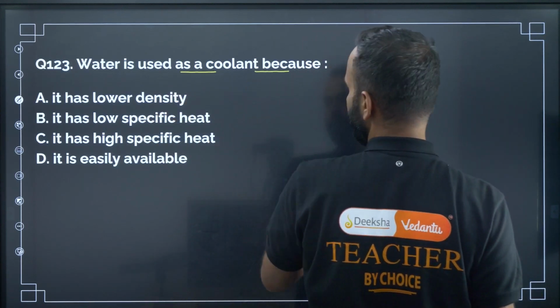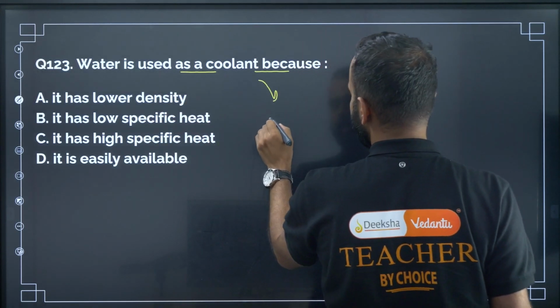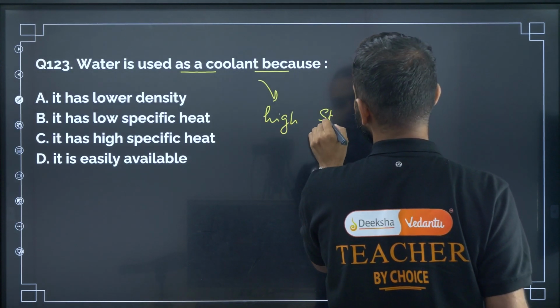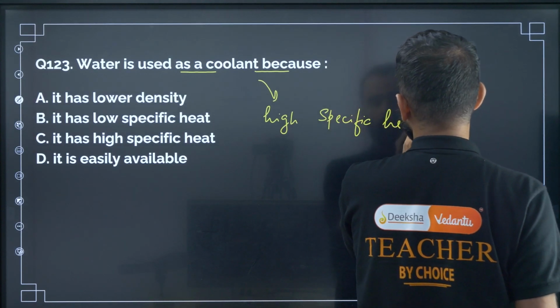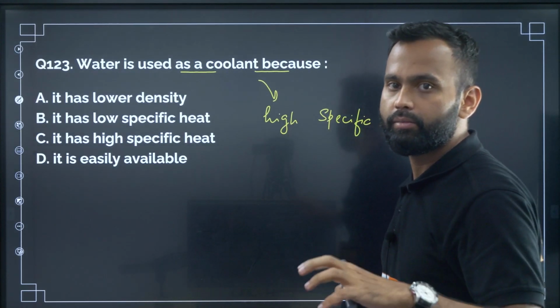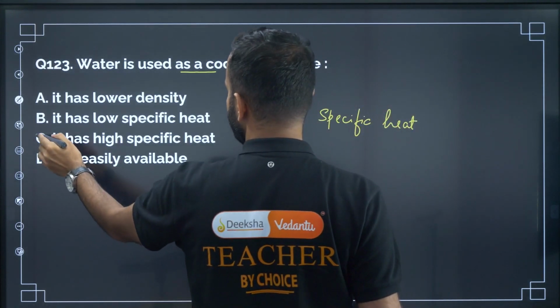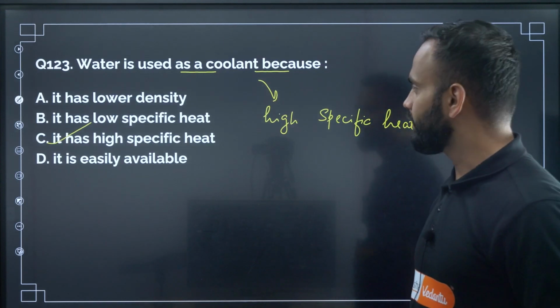Next question, 123. Water is used as a coolant because it has high specific heat. That's why we use water as a coolant in automobile radiators, right? So the correct option is C. Okay. Till now it's direct questions, right?